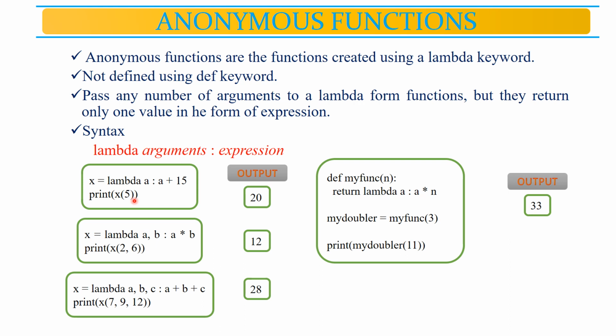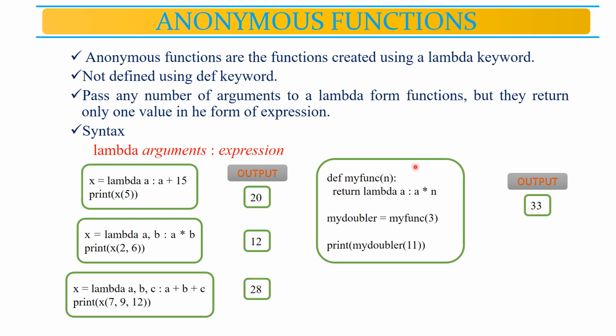Here I have passed the value 5, so the value of a is 5. So 5 plus 12 is 17. In the next example, here a comma b. I am going to pass the two arguments, 2 and 6. So the a value is 2 and the b value is 6. So 2 star 6 is 12, and 12 gets printed. In this example, I have passed a comma b comma c. So 3 input parameters have been passed, that is 7, 9 and 12. I am going to add these 3 values and the output will be 28.